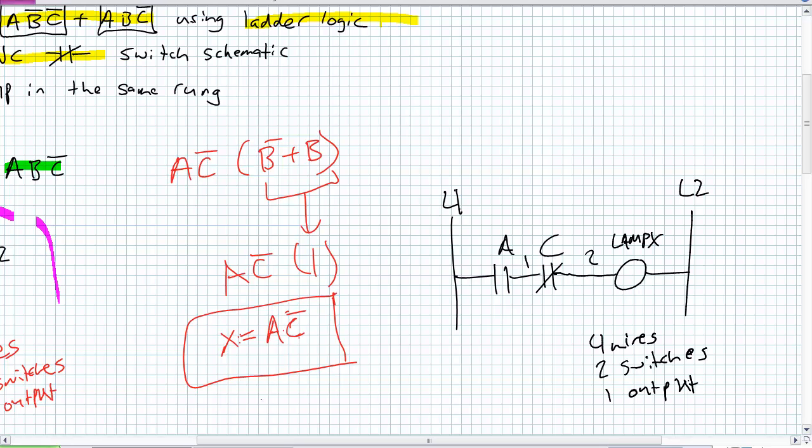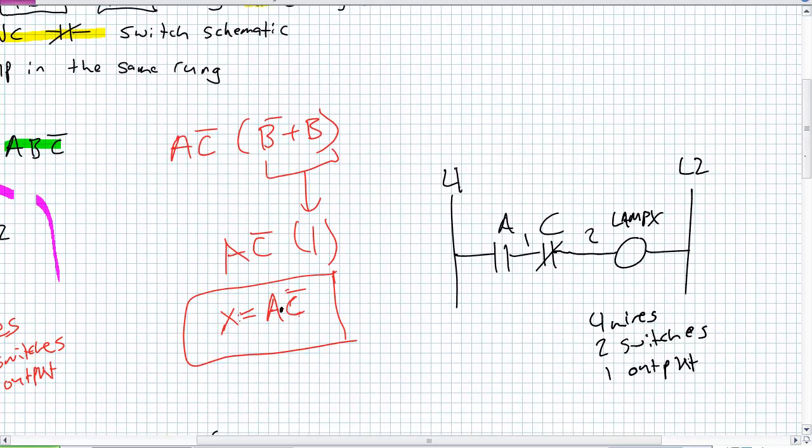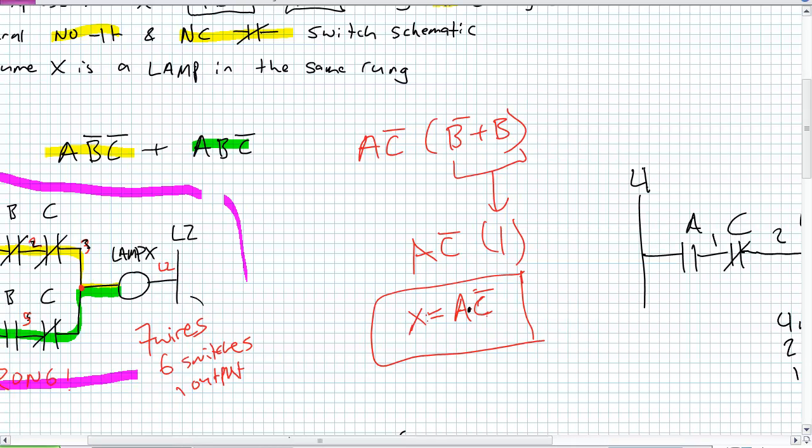Why is it a series connection? Because it's A ANDed with not C. Why is C a normally closed contact? Because it's a not C. And it's implementing the exact same logic as we did over here.